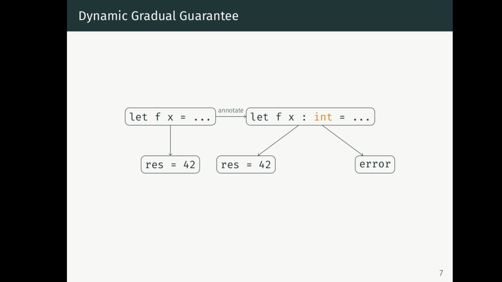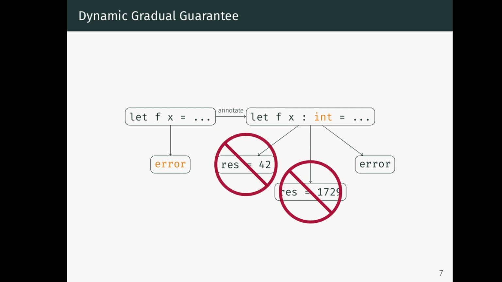However, the dynamic gradual guarantee says that it cannot be the case that the program successfully terminates with a different result from what it gave before. Moreover, and this will be important when discussing gradual IFC, if the unannotated program fails, then the annotated program must also fail.